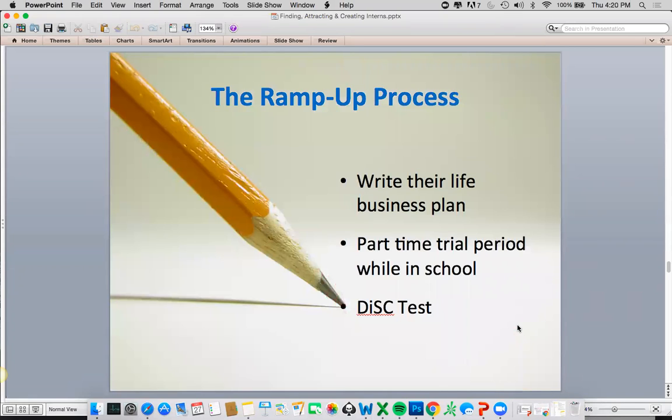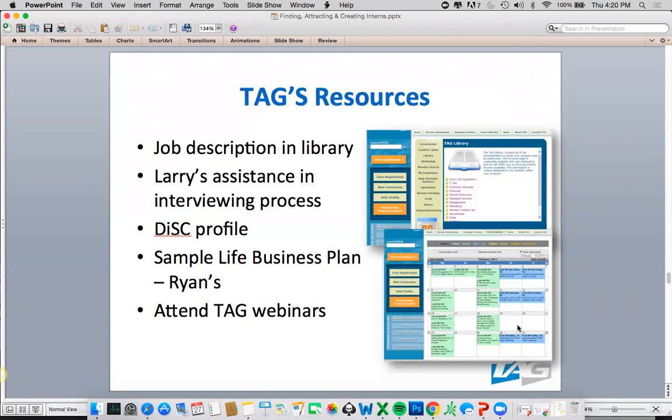Next things you want to do, like I mentioned earlier, have them write their life business plan, and do that part-time trial period while they're still in school so that they can figure out if it's going to work, and you can figure out if it's going to work. They'll be really grateful that you're working with their complicated schedule. Then make sure you have them take the DISC test. We recommend you do that before you get started. We have a number of resources available for you.